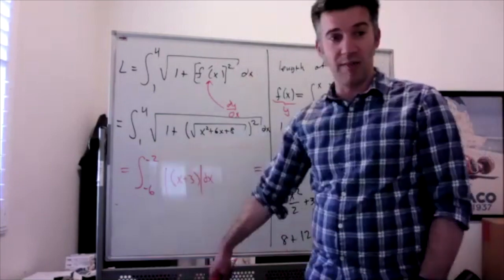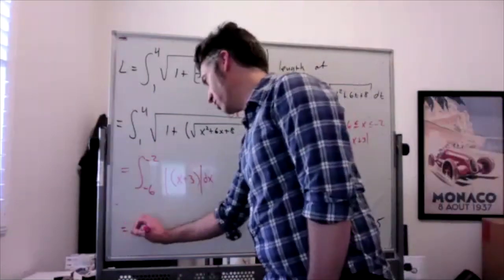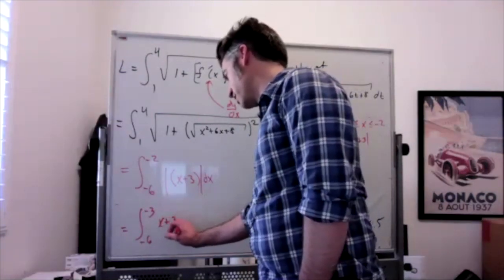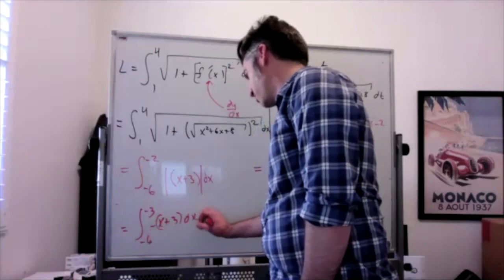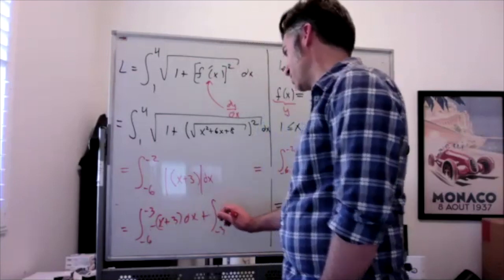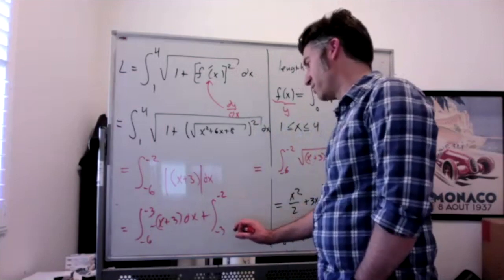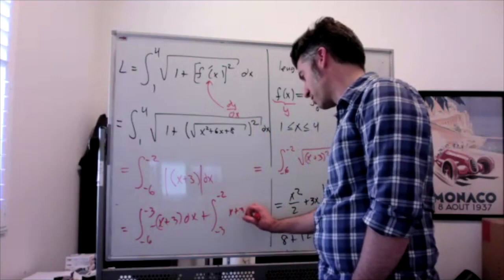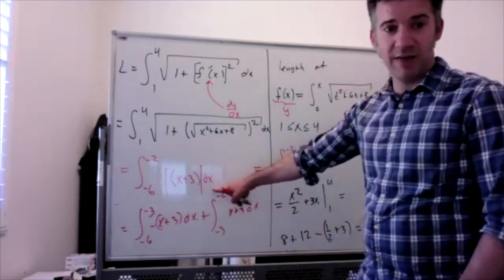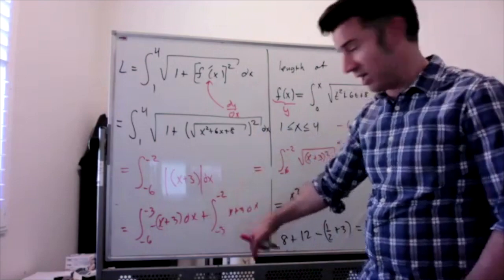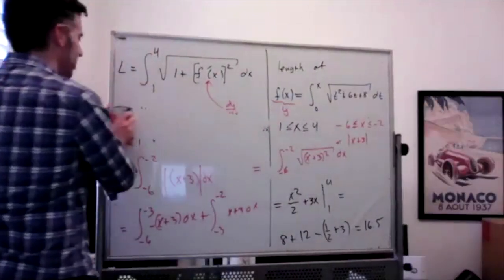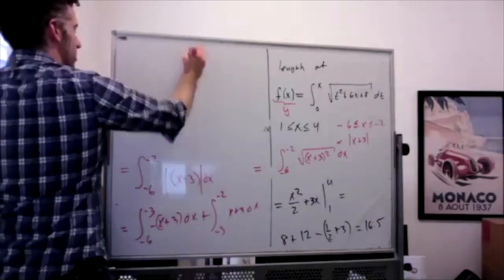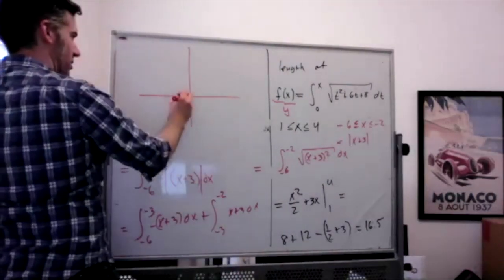You'd have to then break this up at negative 3. So it would equal the integral from negative 6 to negative 3 of negative x plus 3, plus the integral from negative 3 to negative 2 of, you know what, we can do this one if we're smart, of x plus 3. At this point, instead of being foolish about it and writing all this down, what we should instead do is draw a nice picture. You guys know what the opposite value of x plus 3 looks like.